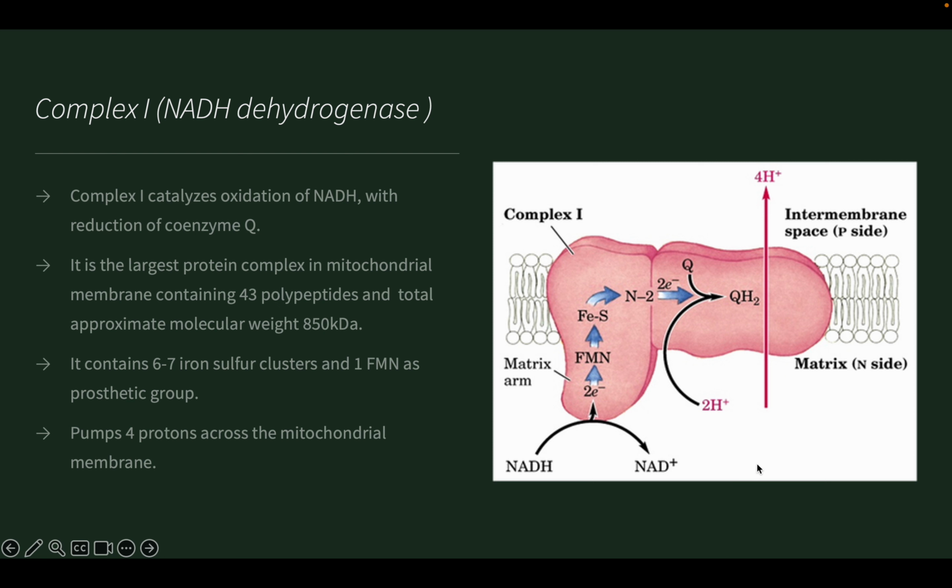So here you can see the NADH getting oxidized to NAD plus and releasing H plus, the protons. During this process it releases electrons as well. These electrons move from the FMN to the iron cluster to the ubiquinone, which is also known as coenzyme Q, and when it accepts two electrons it produces QH2. The energy generated during this process is used to pump four hydrogen ions into the intermembrane space. So one NADH, during complex 1, pumps four protons across into the intermembrane space.